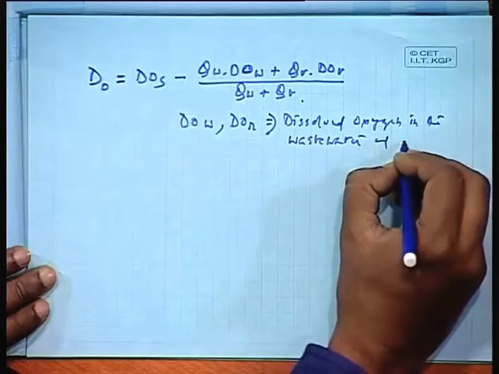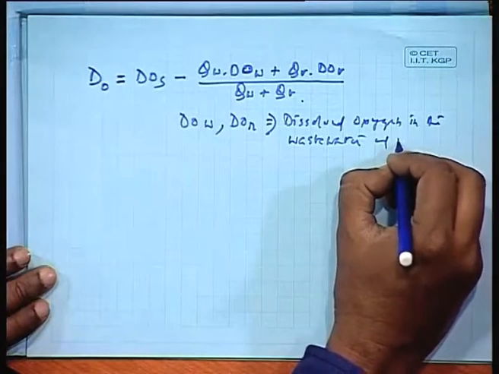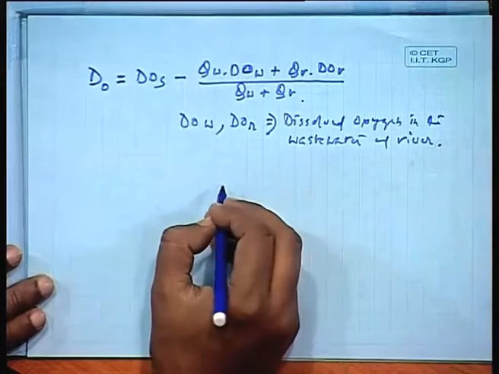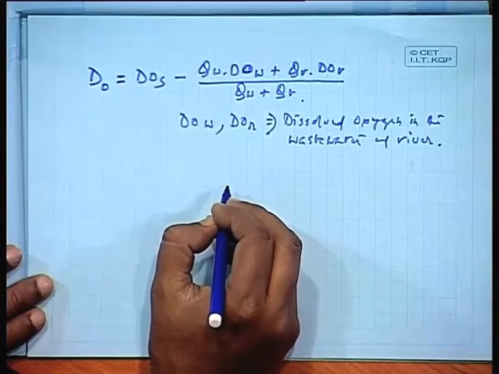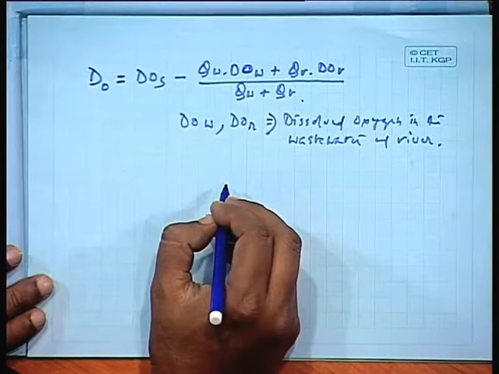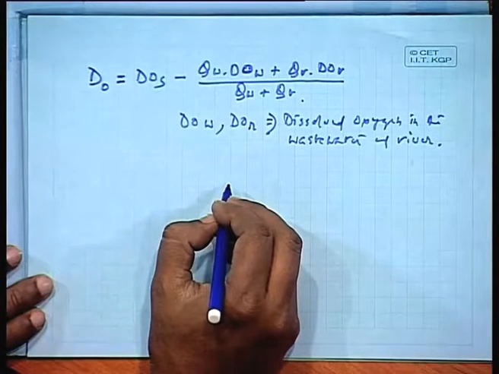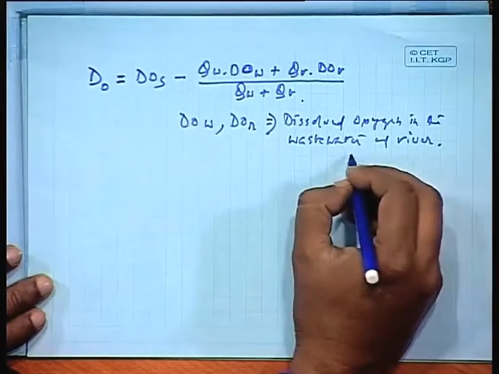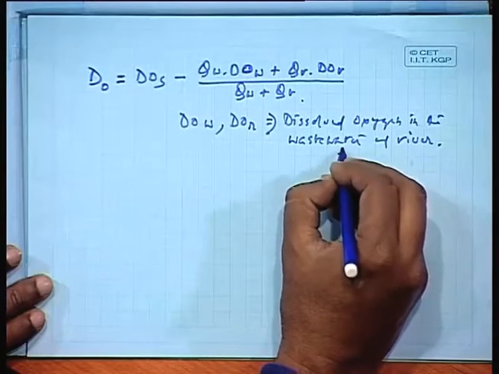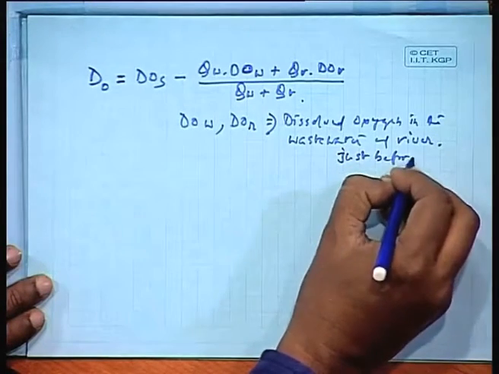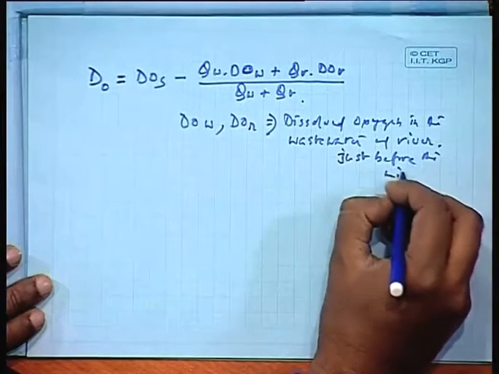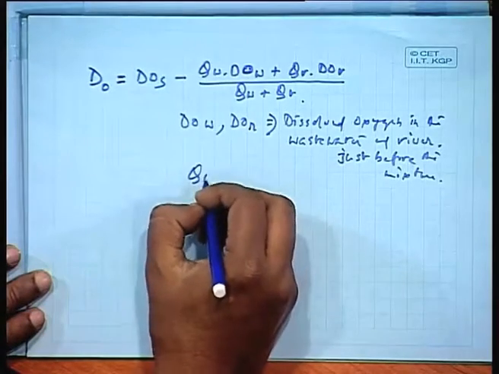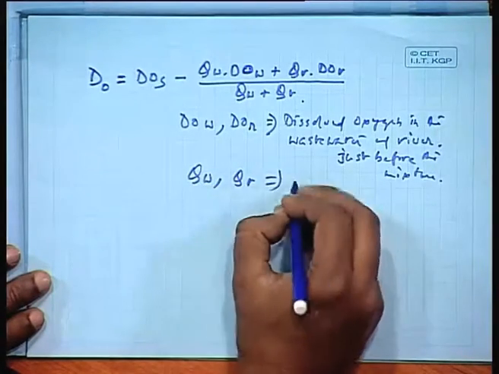and the river or the stream. We write it as river or stream, whatever. Dissolved oxygen in the wastewater and the river just before the mixture. Similarly, QW and QR, I have said, are the volumetric flow rates.